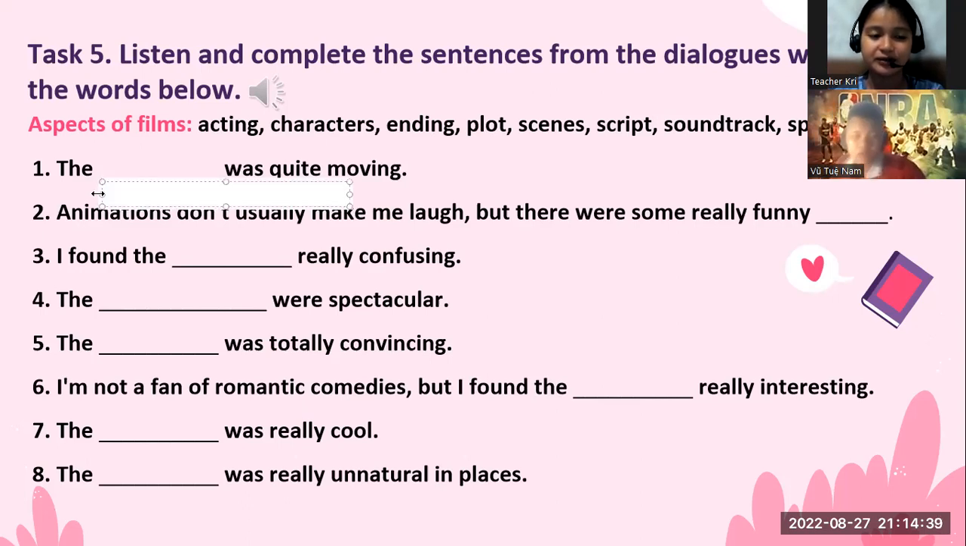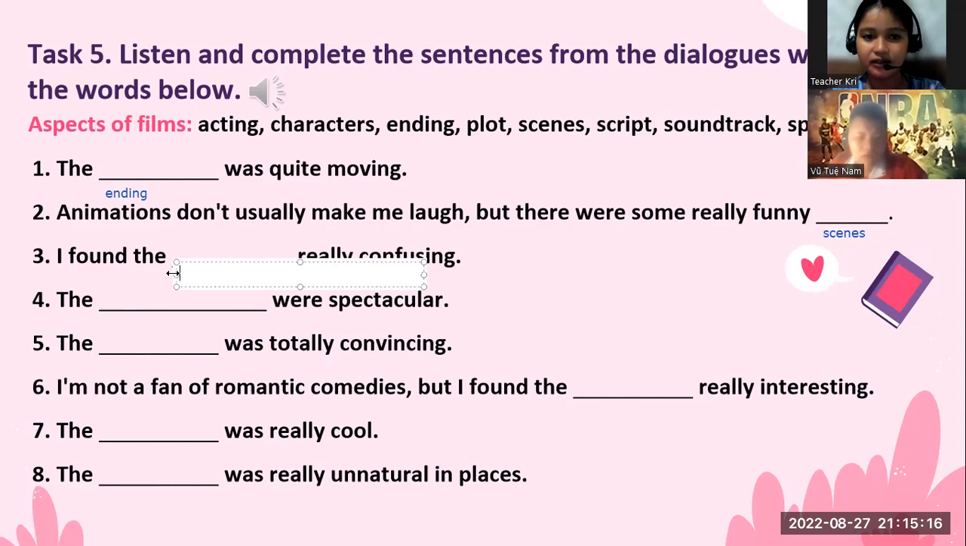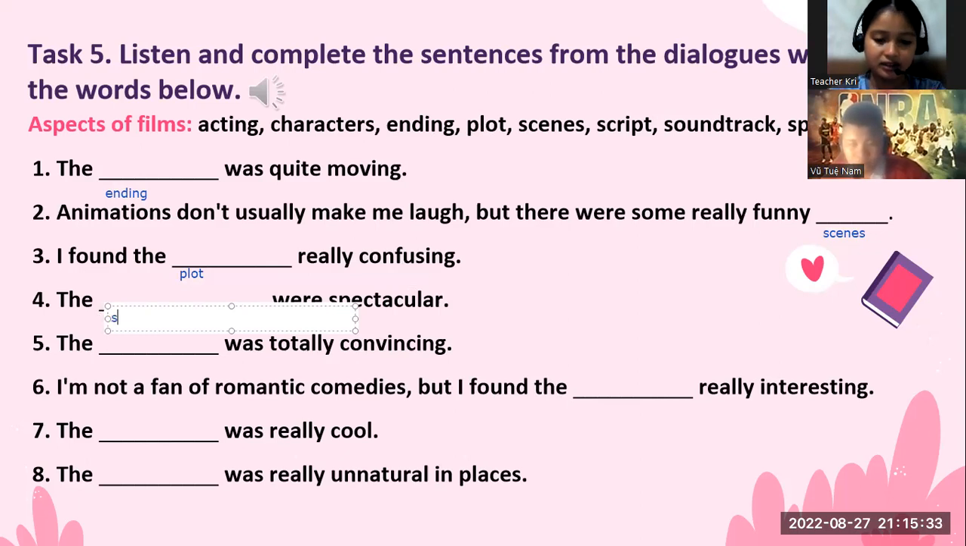What is your answer? Number 1 is the acting was quite moving. Okay, one more time. The ending was quite moving. Okay, ending, am I right? Yeah. Okay, how about number 2? Number 2 is sense. Okay, am I right? Yes. Okay, how about number 3? I found the lot really confusing. Okay, number 4. Number 4 is a special effect.